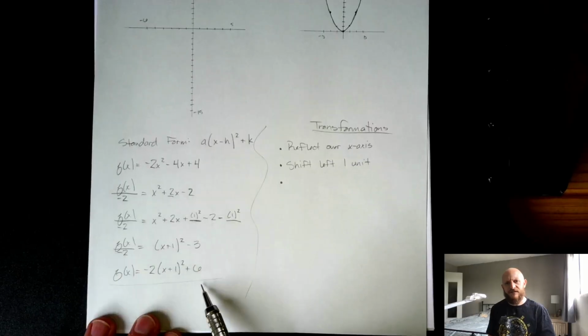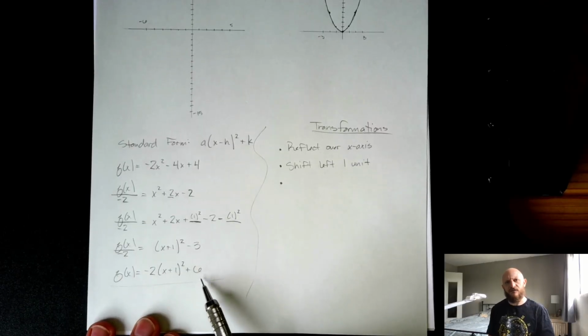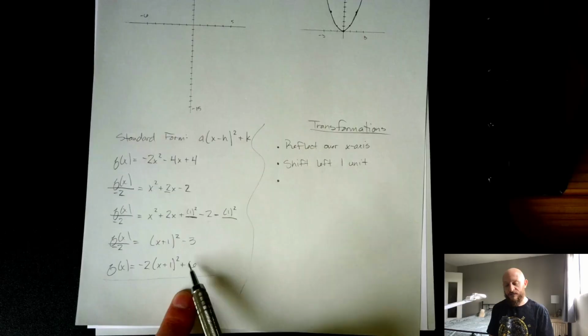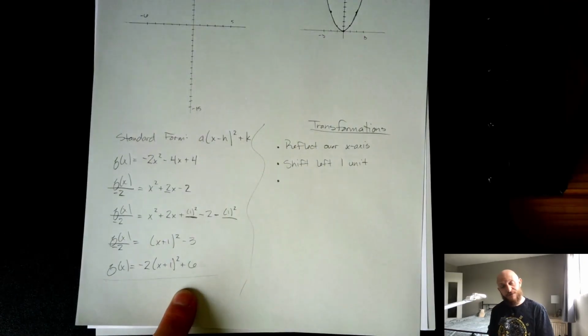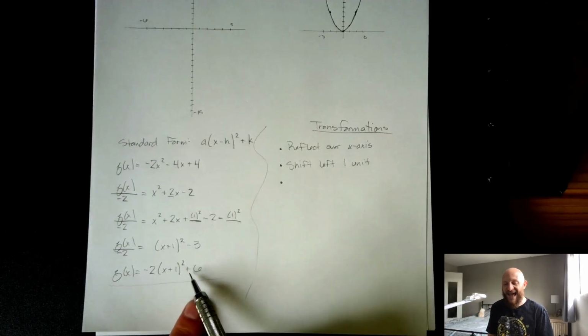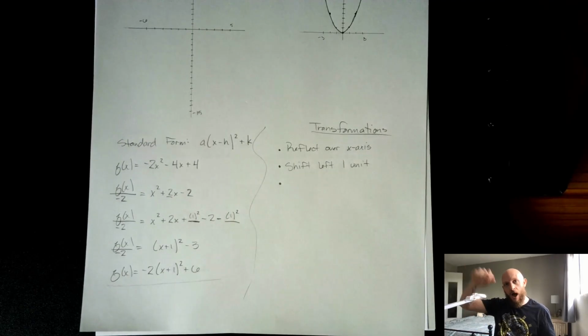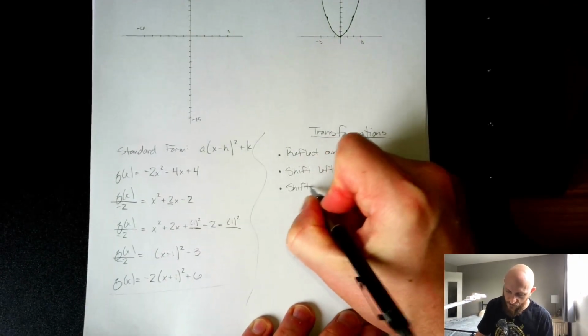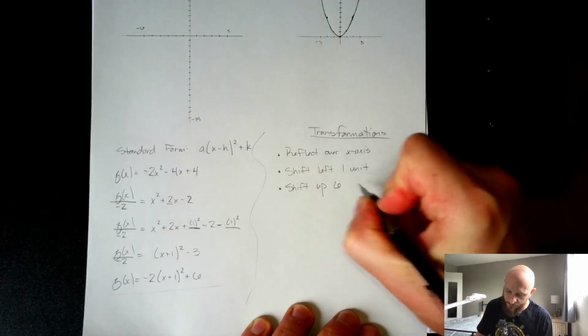How about this 6 on the outside? Adding 6, what does that do? It takes everything and moves it up 6 units. So when you're adding or subtracting something on the outside of the function, it does work exactly how your intuition would expect. If we are adding 6, it is shifting everything up 6 units. So we shift up 6 units.